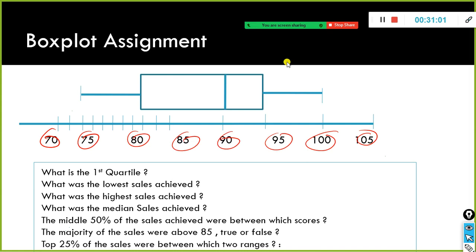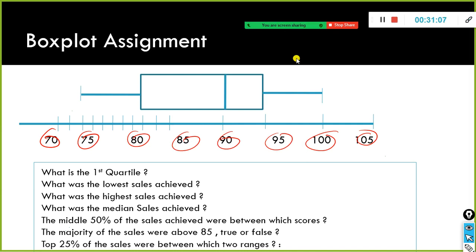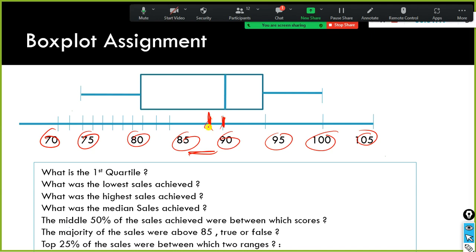First quartile is 75, 80. Somebody says 75, somebody says 80. Median is 87.5. Yes, the median is 87.5. Okay, this picture is not that good, but the median should be 87.5, right? So 85 plus 90, how much? You will get 175. 175 divided by 2 is 87.5, very good. So the median is 87.5.